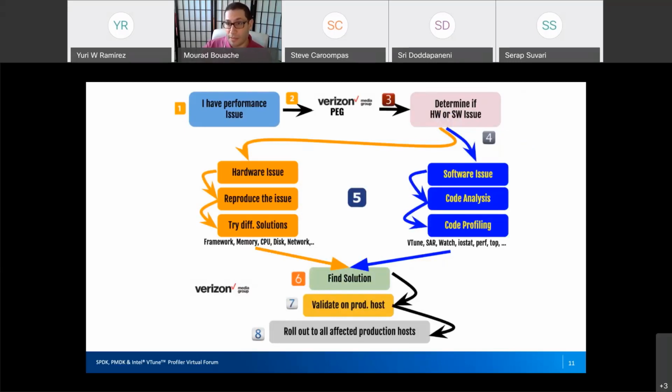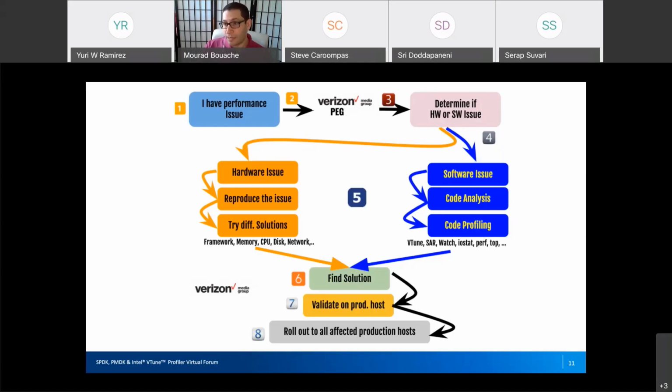So our mission at the Performance Engineering Group at Verizon Media is, when we have a performance issue, the first step is reporting to us. Let's say a team or service is facing a problem with performance, they report to us, they send us an email, or use the ticket system and ecosystem that we have. And then the first thing is we determine if it's a hardware or software issue. The two parts are different, but there's only one meeting point. Maybe the process is also similar for software and hardware issues. It's all about exploration, it's all about analysis.